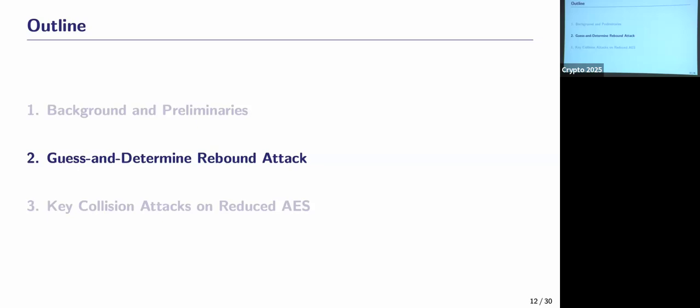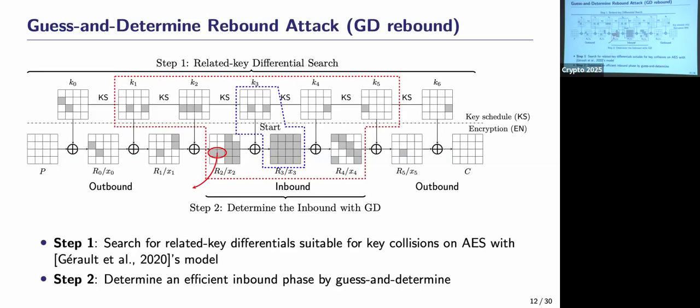To improve Dong et al.'s triangulating rebound attack and Taiyama et al.'s K collision attack, we propose the guess and determine rebound attack. The GD rebound involves 2 steps. The first step is to determine related key differentials with restrictions on the degree of freedom and avoid contradictions. The second step is to determine an efficient rebound phase with guess and determine.